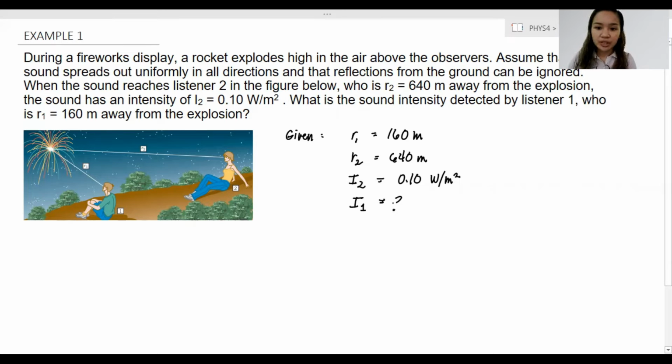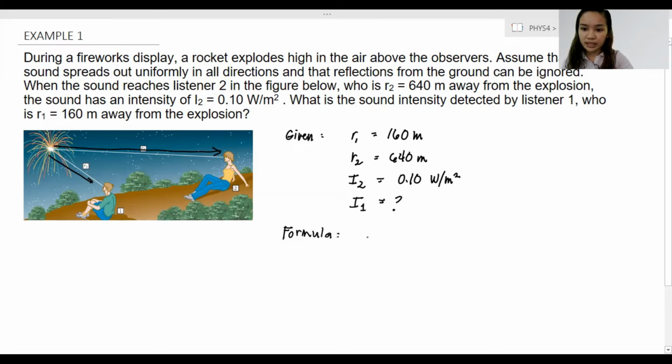So that's our given. And you can see here based on the figure our R1. So this is R1, this is our listener 1, this is our listener 2. So basically our R indicates the distance, or how far the listener is from the source of the sound.